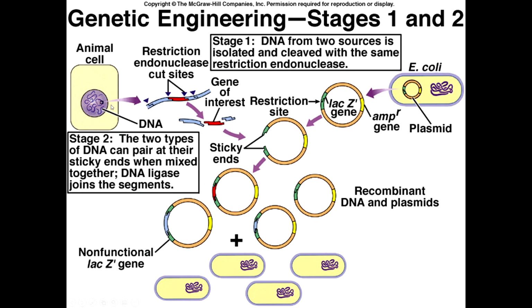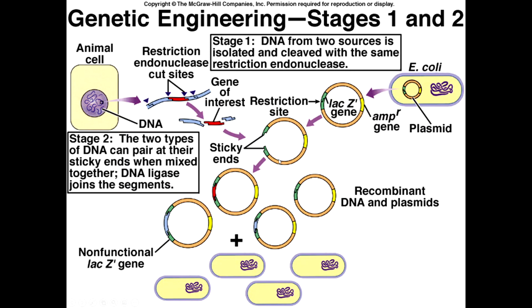And we start out then, number one, the DNA from two sources is isolated and cleaved with the same restriction endonuclease, right? These are our restriction enzymes, also known as endonucleases, which are DNA scissors. So we cut them with the same scissors so that we get the same restriction sites. And then stage 2, the two types of DNA compare at their sticky ends. So the sticky ends, remember, when we have these staggered cuts, and when they're mixed together, DNA ligase is going to join those segments.